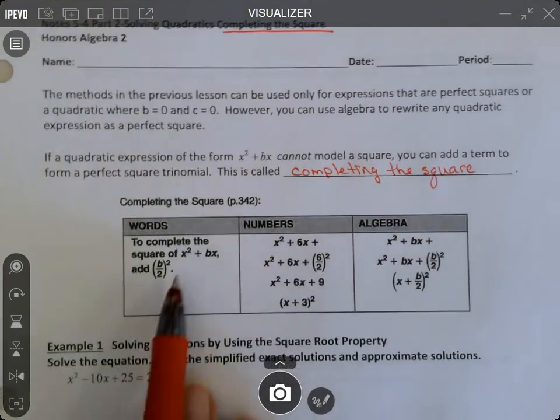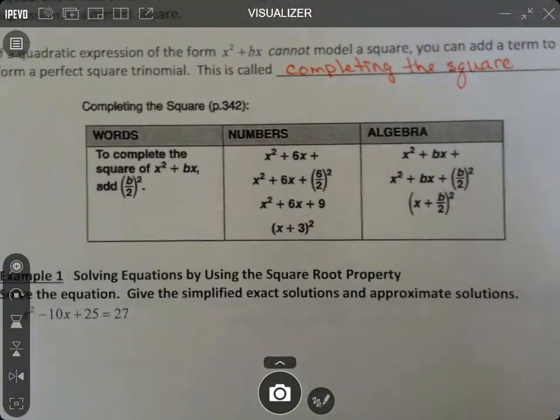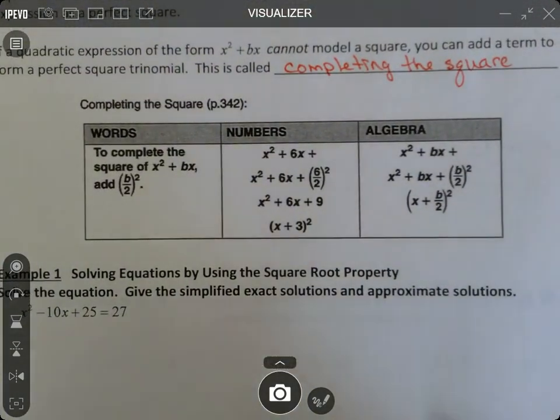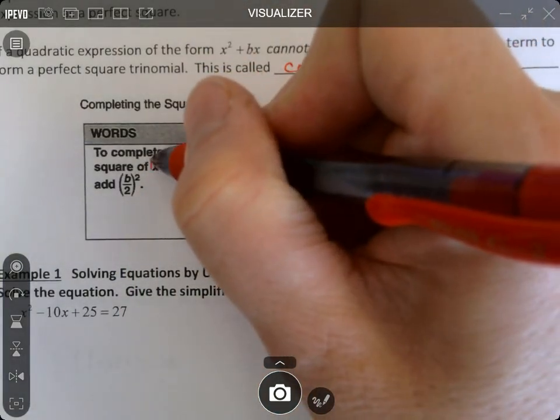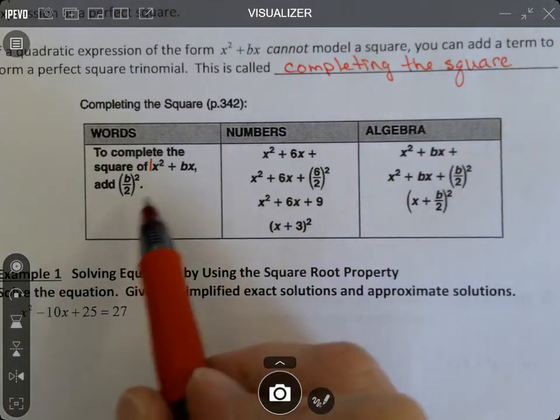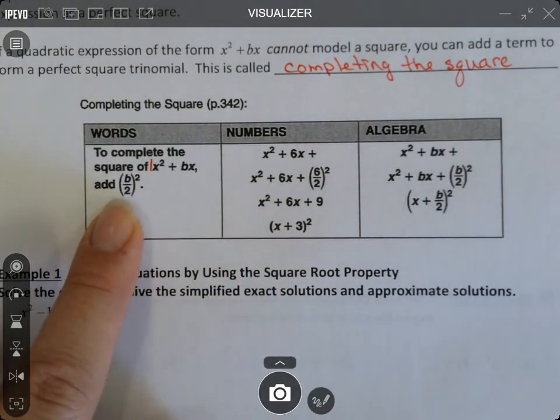Okay, now if you read it, this is the rule, and you're going to have to know this rule. So I might ask you, like, what's the rule to complete the square? So we have x squared plus bx, and I'm going to say a has to be 1. And then to complete the square, you take b, you divide it by 2, and you square it. Now, it's not just a made-up thing. We'll talk about why it works.